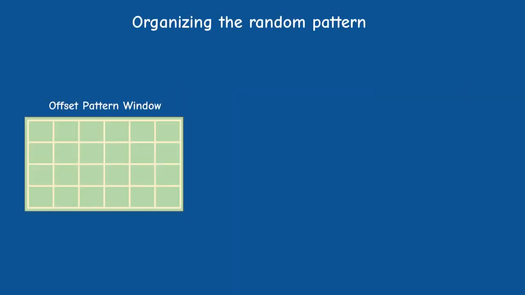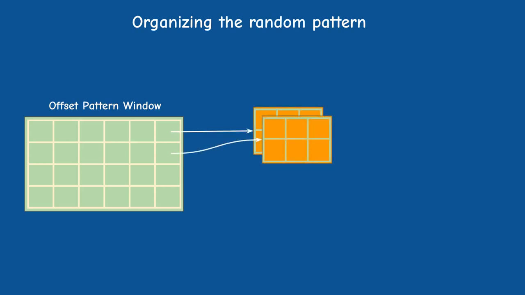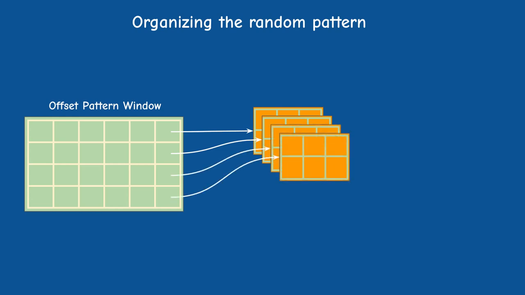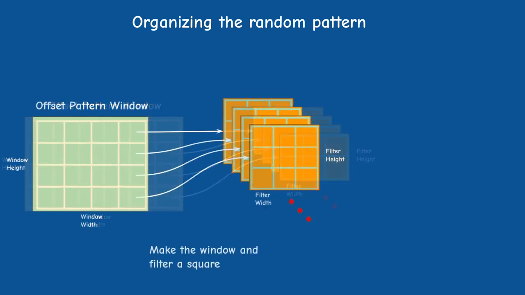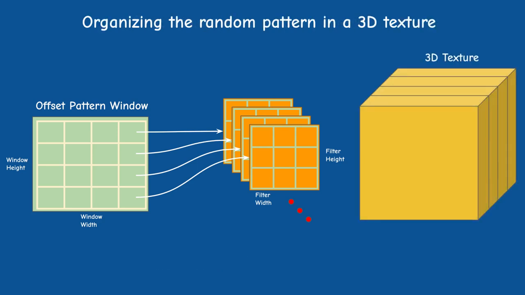As I said, we're going to use a small window for the random patterns, and for each element in that window, we will have its own random filter. This means that we actually have 4 dimensions here: the width and height of the window, and the width and height of the filter for each element in the window. To make it simpler, we will make both the window and the filter a square. In order to store the random filters, we will use a 3D texture, which is simply composed of multiple slices of 2D textures. We will access this texture as if it is a standard 3D array in C++.